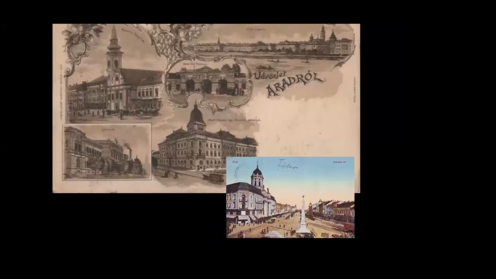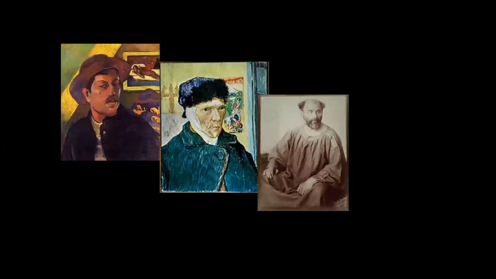Now, Isidor Kaufmann was born in the city of Arad, which is now in Romania. When he was born there in 1853, it was in Hungary and obviously part of the Habsburg Empire.